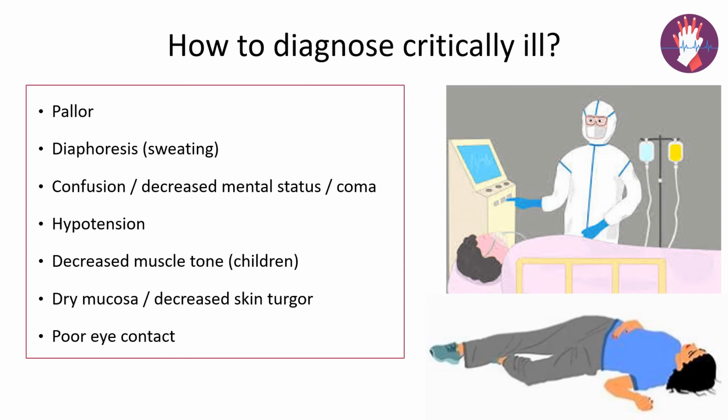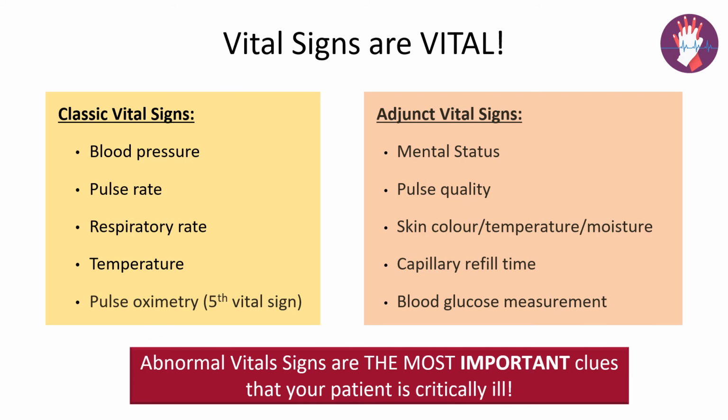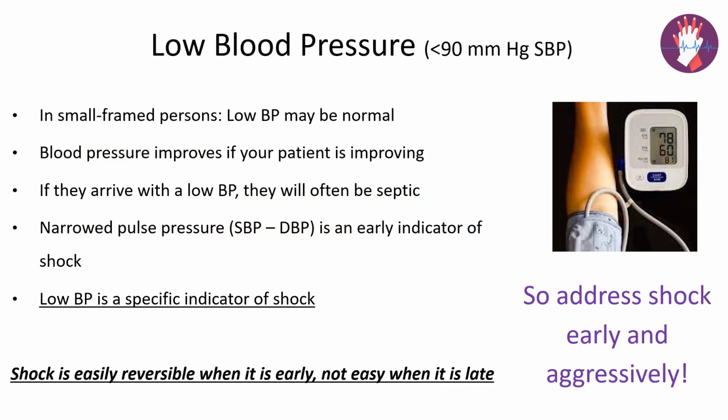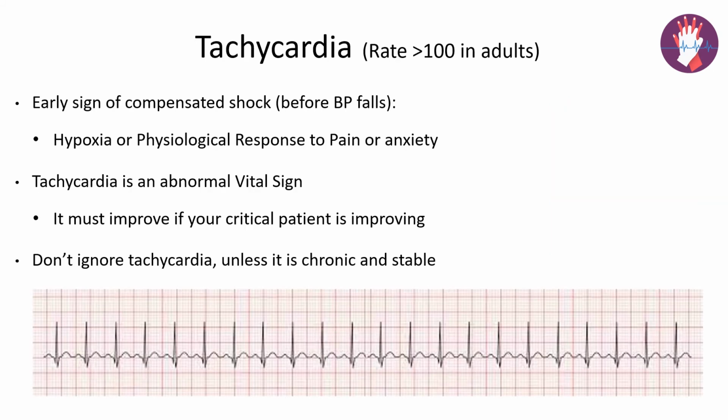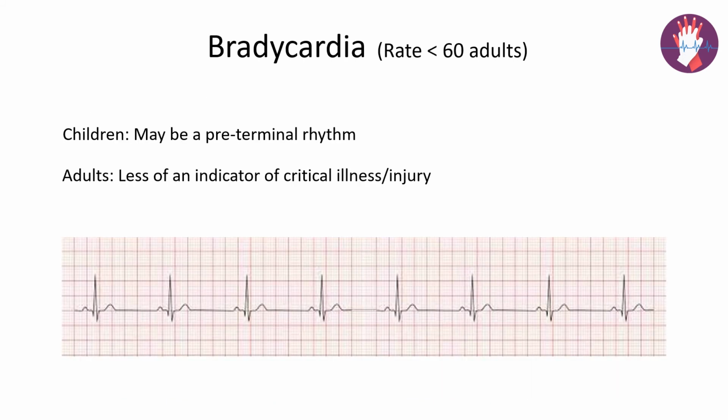How to diagnose a critically ill COVID-19 patient? We all know what vital signs stand for. Let's look at blood pressure first. Generally, we consider 120. Tachycardia is an early sign of shock in any infection. I mentioned bradycardia as not being a sign of critical illness.